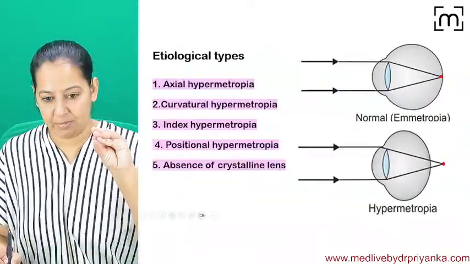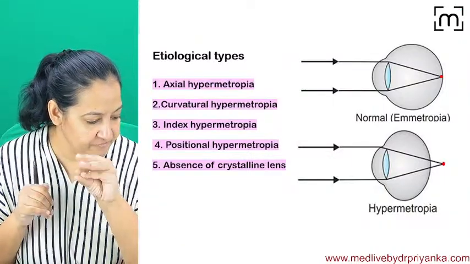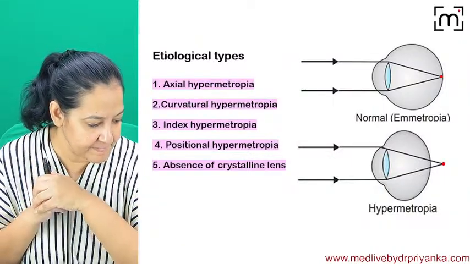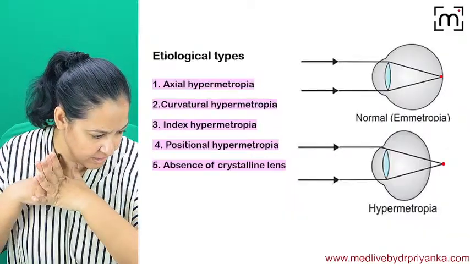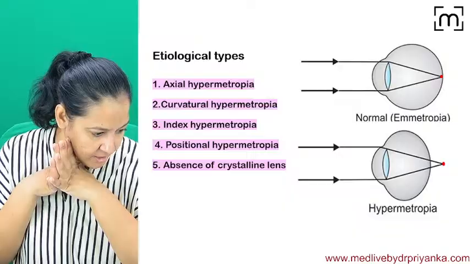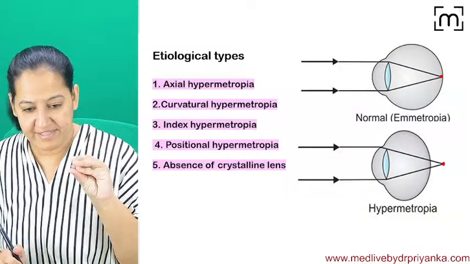So tell me the 5 types, people. Who will tell me the 5 types of hypermetropia? I tried. What are the 5 types? Okay, I'm coming on your doubt. What's your name? Arshpreet Kaur. Okay, nice doubt. I'm coming on that. Wait. First, let's revise the 5 types.